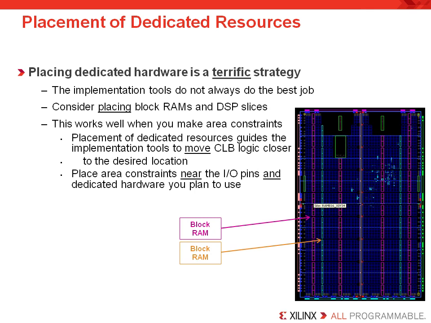Placing dedicated hardware such as block RAMs and DSP slices can be helpful in meeting timing. But the implementation tools simply do not always do a good job in placing dedicated hardware, so this works well when you use area constraints. There are relatively few dedicated resources, so it will not take long to place some of these resources. Placement of dedicated resources guides the implementation tools to move CLB logic where you plan to put it. You should place the corresponding area constraints near the dedicated hardware you want to use.